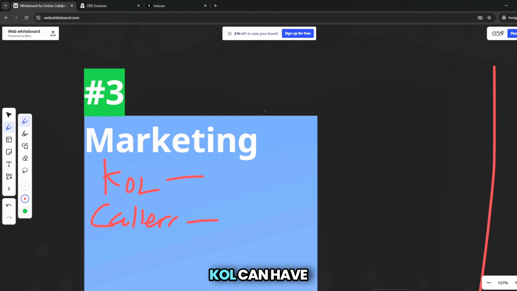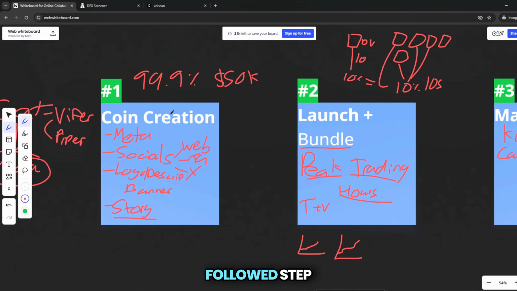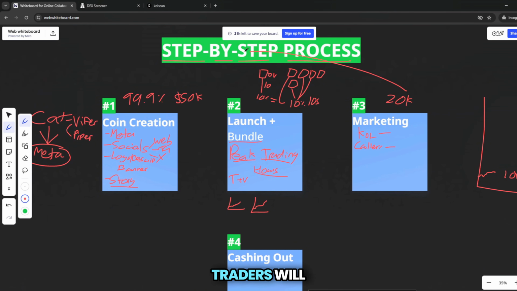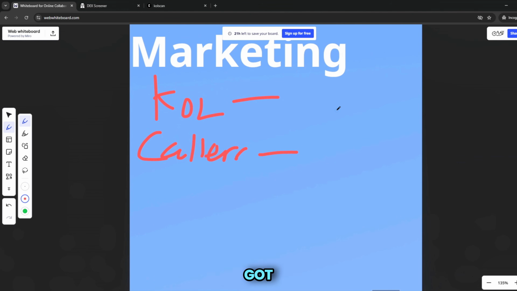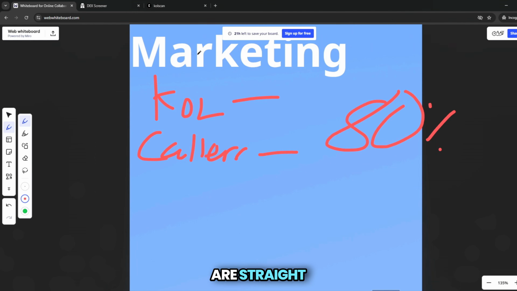One single good KOL can have access to 20,000 active traders. And if you followed step 1 correctly, and it's a good coin that traders want to buy, these traders will throw money at your coin. This will cause the coin to pump, and because you bundled, it will cause your bundled position to pump as well. But you've got to be careful because 80% of these KOLs, even on here, are straight scams.